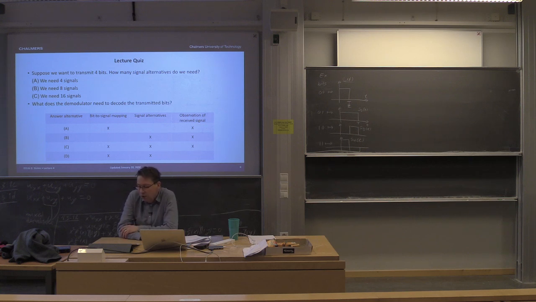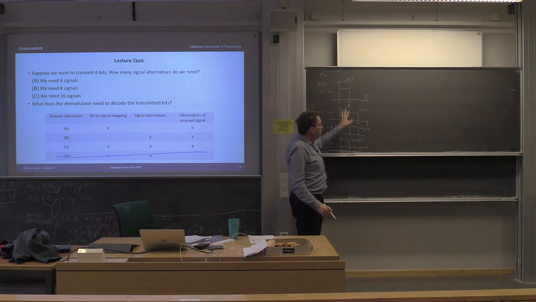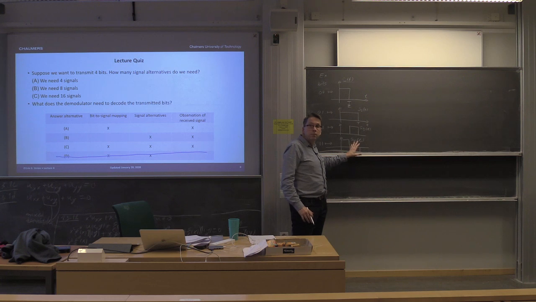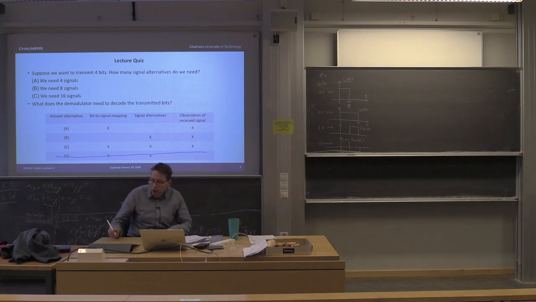Okay. So first of all, for sure we need the observation, right? We need to look at the received signal. It's hard to do anything without an observation. So let's assume this one is false, okay? Now the question is, do we need the signal alternatives? Do we need knowledge about the shapes here? Yes. Okay, so we need the signal alternatives. So this one goes out the window also.